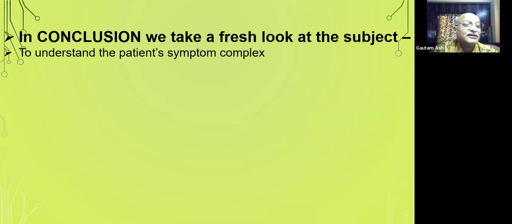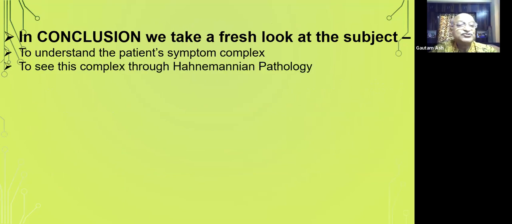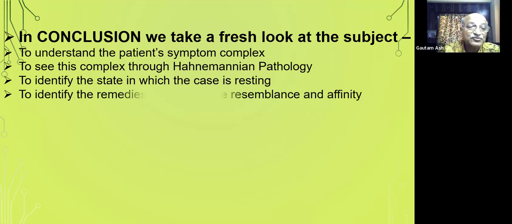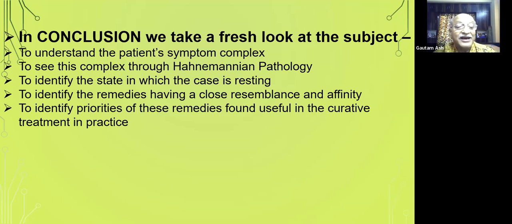So in conclusion, we take a fresh look at the subject, that means the therapeutics of acute gastrointestinal disorders. We have to understand the patient's symptom complex, and to see this complex through Hahnemannian pathology. I am summarizing the whole discussion as you have seen. This is the essence of that: to identify the state in which the case is resting, psora, syphilis, sycosis, reversible, irreversible, whatever it is, functional, structural; to identify the remedies having a close resemblance and affinity, as we have already shown in Materia Medica, philosophy, repertory, everything; and finally, to identify priorities of these remedies found useful in the curative treatment in practice. Which is curative? That is very important.